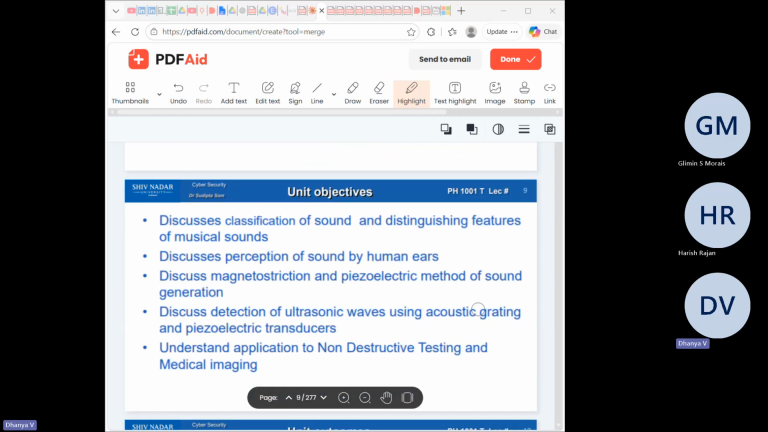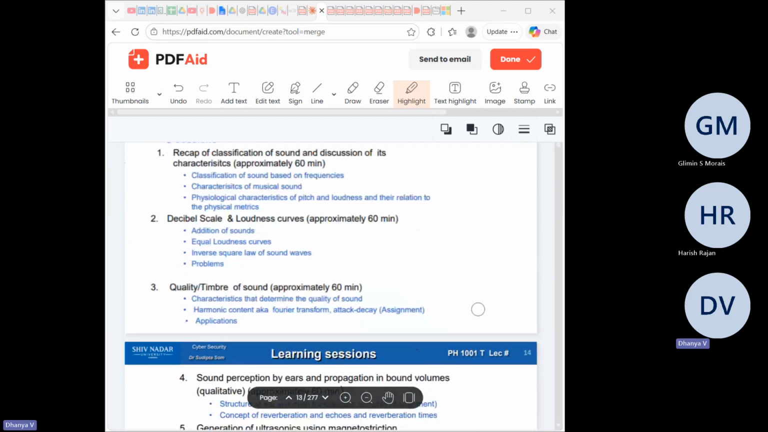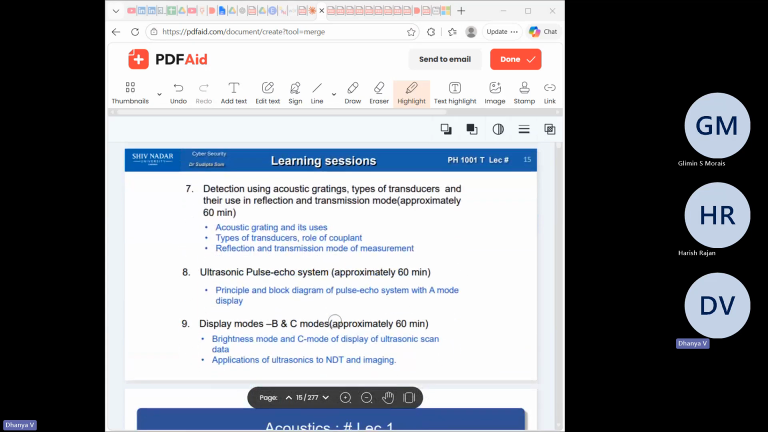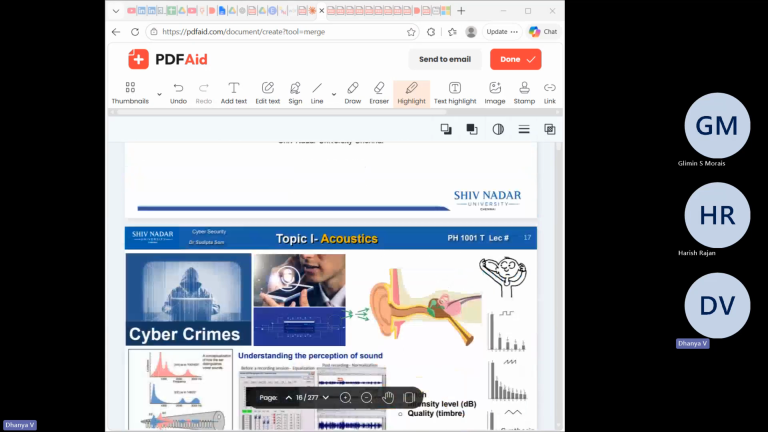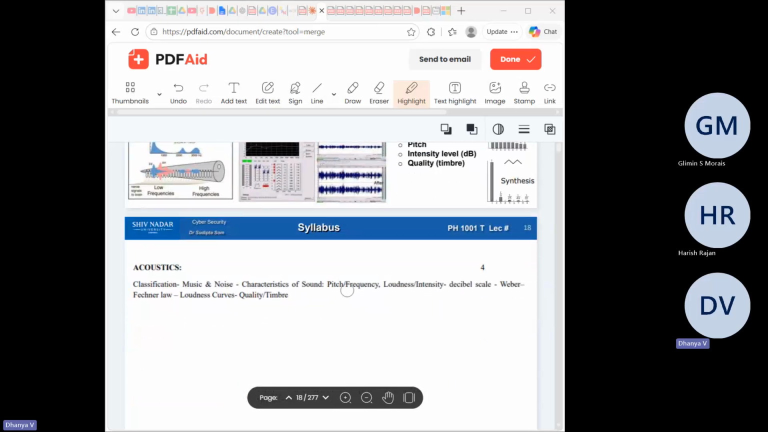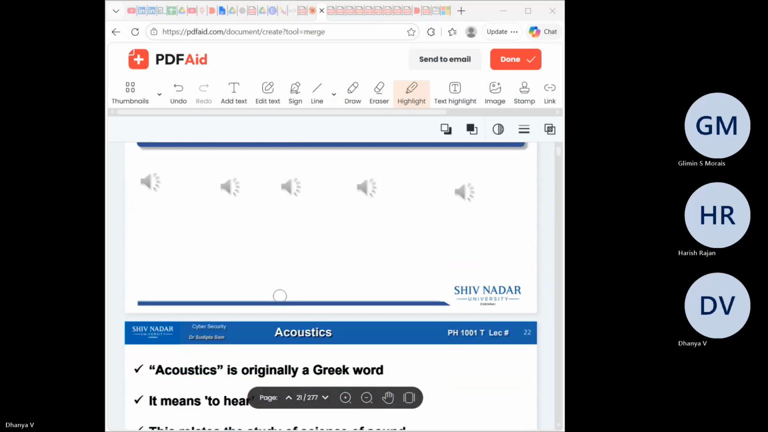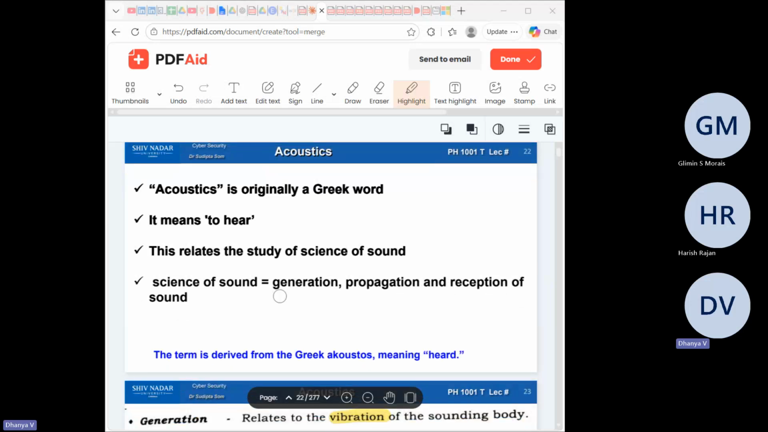So first we'll start with acoustics. With respect to sound sensitivity, I'll try to just cover what's really important instead of going through everything, because I think there's a lot there. So yeah, starting with acoustics in itself, what is it?